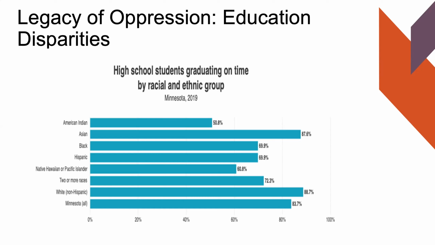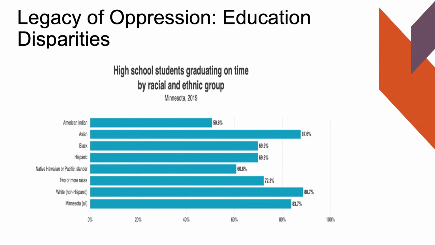But that's not true for students of color, and it's definitely not true for Native students here in Minnesota, where literally only half of them are graduating from high school, right? And there's lots of reasons for that, which we're going to get into a little bit today. This is data from about 2 years ago.